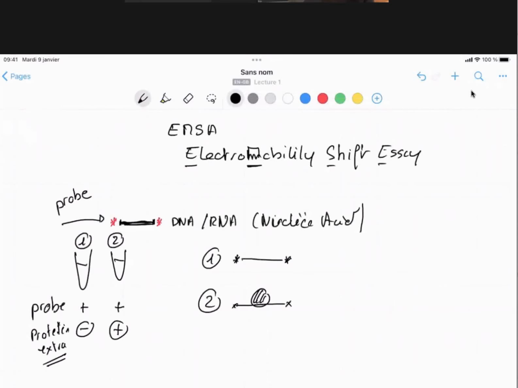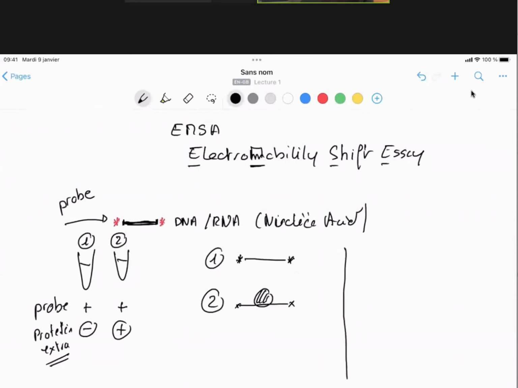Yes. Okay. Those two tubes, we use electrophoresis, but it's a kind of special electrophoresis. It's done on polyacrylamide, like proteins, but at a very low percentage. It's generally 4%. Normally for protein electrophoresis, it's around 10%, so it's not a very strong gel.